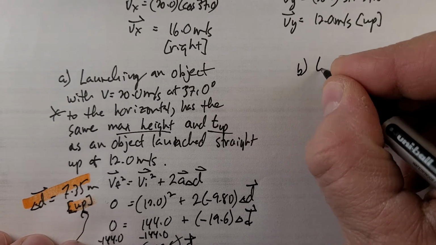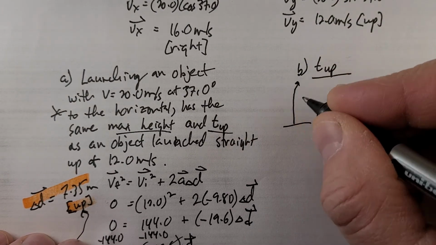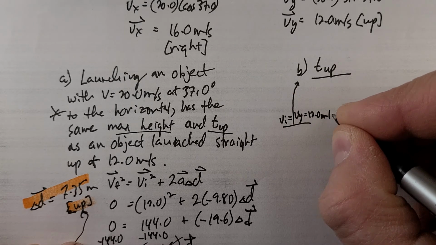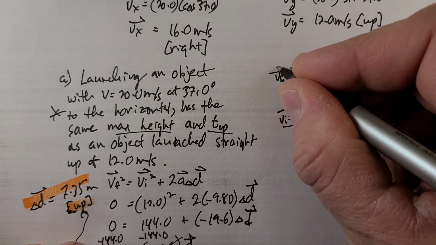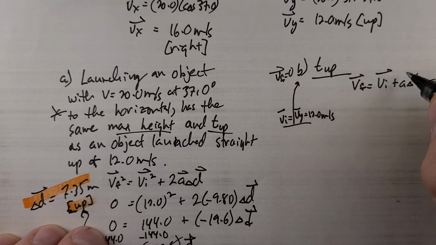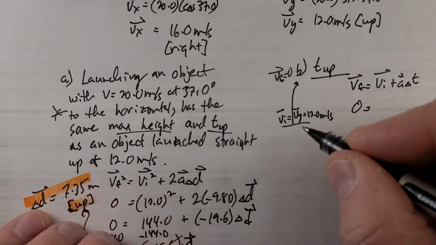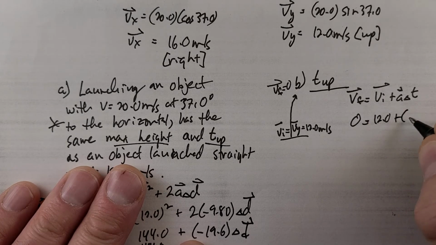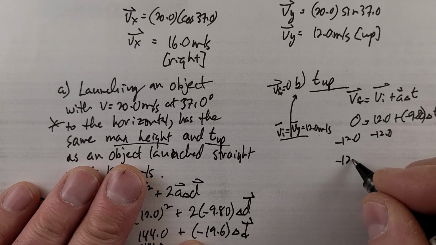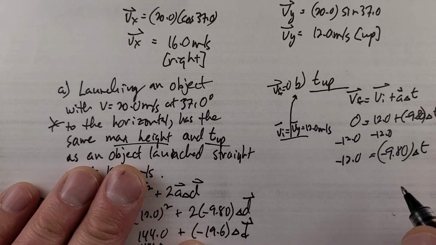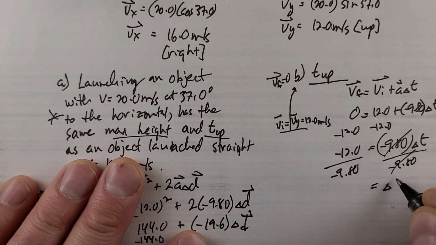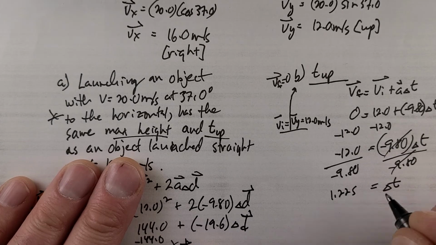So just like before, let's figure out T up first of all. So it's like this. Vi equals Vy, which is equal to 12. And of course, Vf at the very top is going to be 0. So Vf is equal to Vi plus a delta T. So at the very top of the path, 0. Launched vertically, 12. And of course I have negative 9.8 multiplied by T. Subtract 12, subtract 12. Negative 12 is equal to negative 9.8 multiplied by T. And then solve for T, divided by negative 9.8, divided by negative 9.8. And delta T is going to be equal to 1.22 seconds.